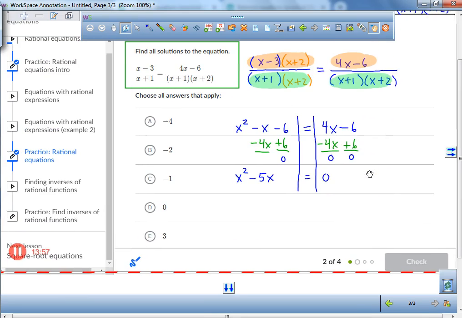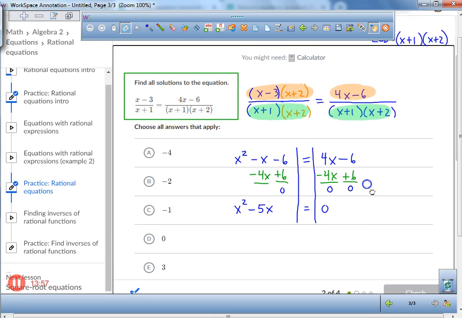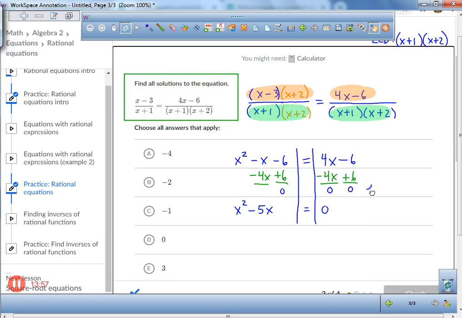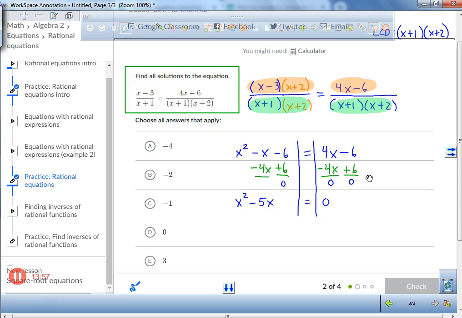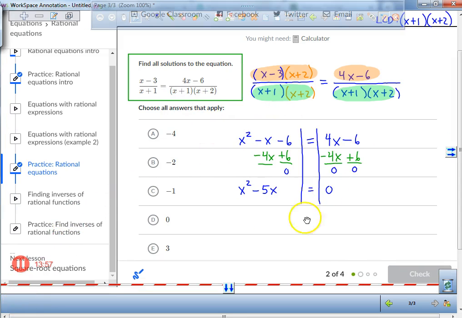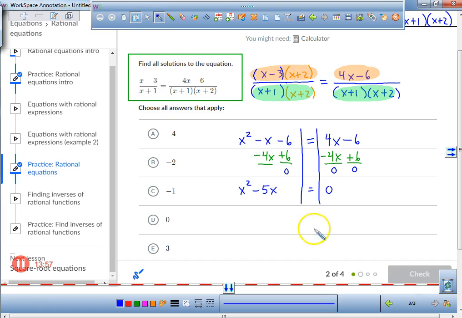Interesting. I don't have 5 as one of the answers. Did I mess up somewhere? No, I'm just saying. Maybe I messed up somewhere. Hold on. Let me check. I'm going to pause real quick and see if I messed up anywhere. All right. Well, I double checked it. I think this is right. I'm going to put x parentheses x minus 5 equals 0.